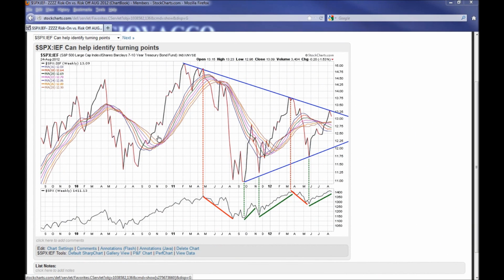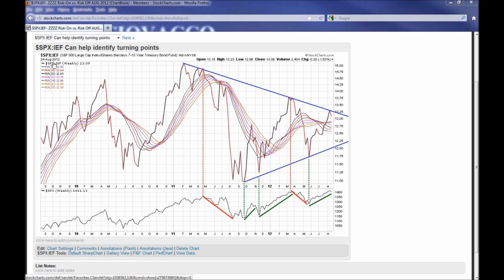This is a weekly risk-on, risk-off chart that we've examined in the past. We're looking at the ratio of the S&P 500 index to IEF, which is the intermediate term treasury bond ETF. When the ratio here is rising, risk is on, stocks are in favor relative to bonds. When the ratio is falling, bonds are in favor and stocks tend to do poorly. This is the weekly S&P 500 here for a reference point.